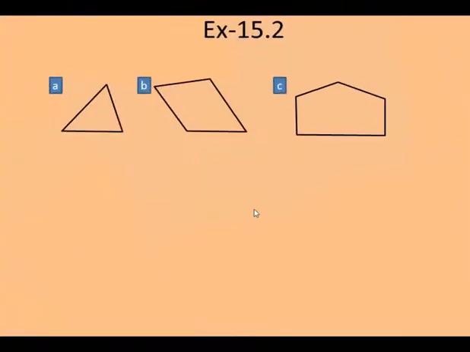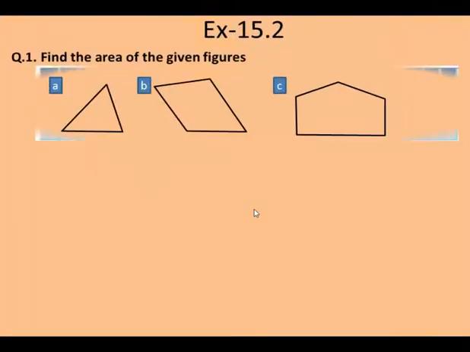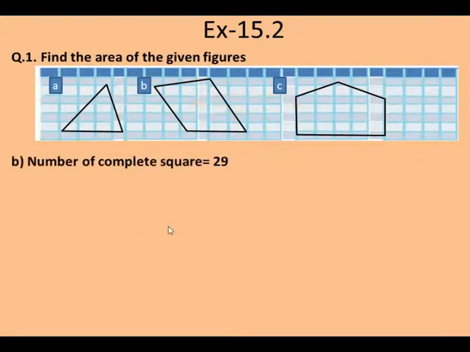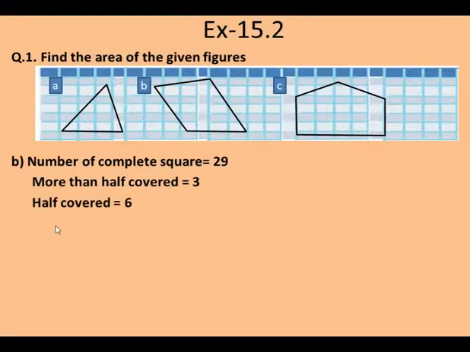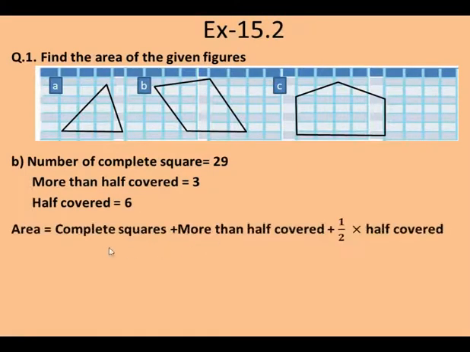In the same way, if we take figure B again, consult your books for the figures as I tell you again, okay. Number of complete squares I counted 29. More than half covered I counted 3, and half covered I counted 6. So here complete squares plus more than half and half covered, half into half covered. So it will be 29 plus 3 plus 3 and 35 square units.